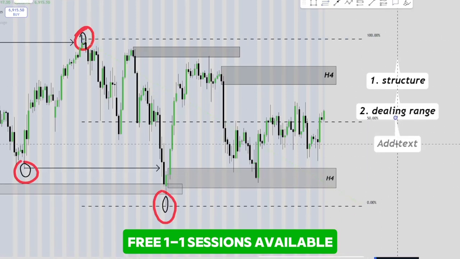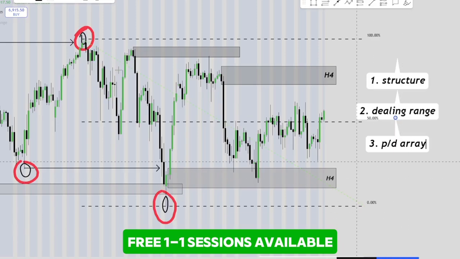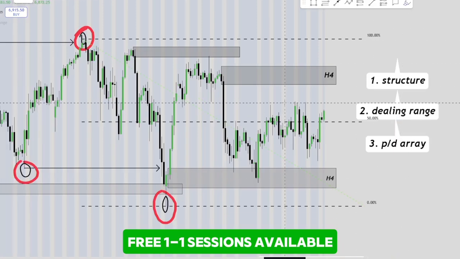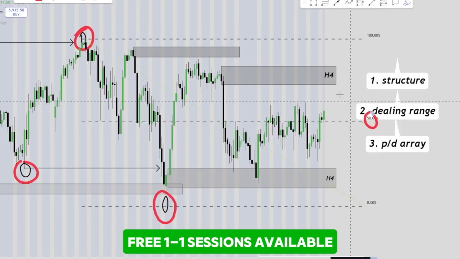And the third step is actually quite important because step 3 and step 4 often go together, right? So this is going to be step 3. So we want to know our PD array, or where the premium and discount zones are. For those who don't understand, this is super simple. So this is the 50%. Anything above is a premium, anything below is a discount.